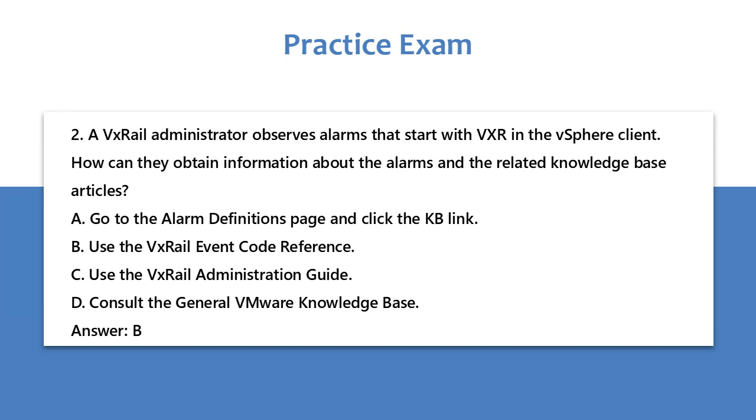2. A VxRail administrator observes alarms that start with VxR in the vSphere client. How can they obtain information about the alarms and the related knowledge base articles? A. Go to the Alarm Definitions page and click the KB link. B. Use the VxRail Event Code reference. C. Use the VxRail Administration Guide. D. Consult the General VMware Knowledge Base. Answer: B.